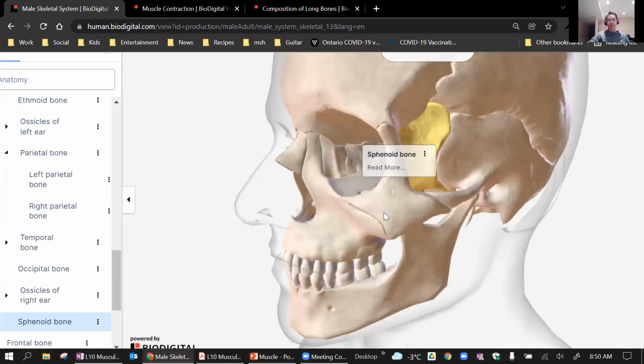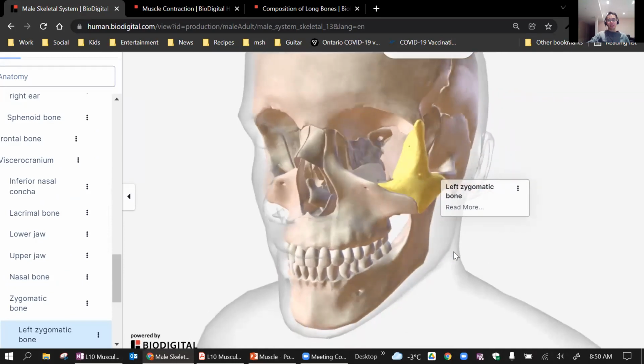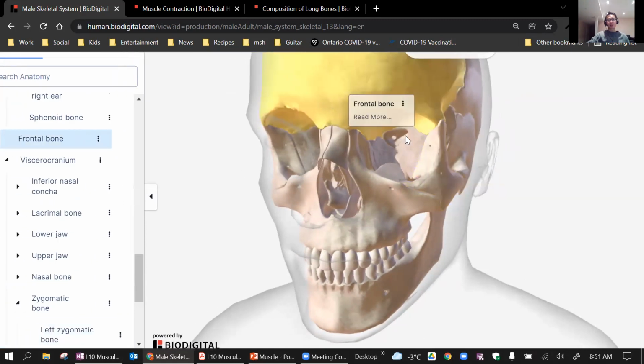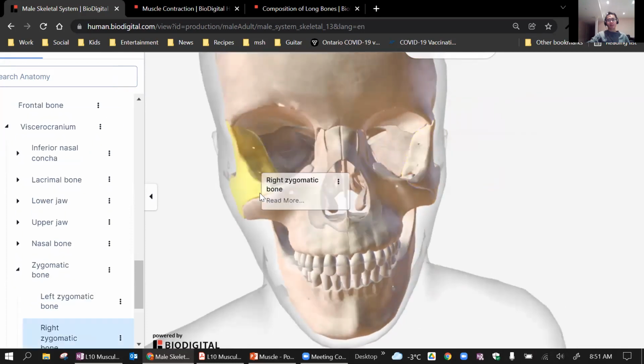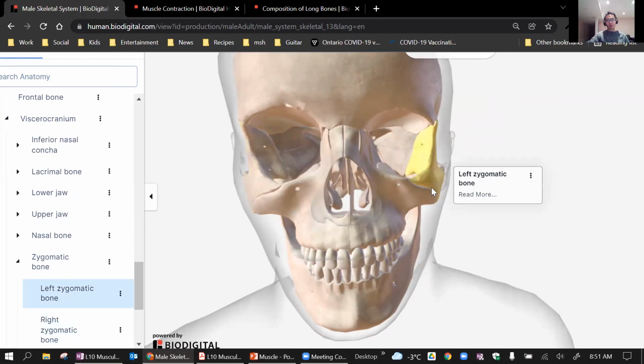Okay, next one on the side, we have the cheekbone, which is called a zygomatic. Zygomatic forms the lateral side of your eye socket. Okay, so one frontal, one sphenoid, but then we have two zygomatic, one on the left, one on the right. You have two cheeks. Okay, the prominence of the cheek, like right here that you can feel, that is your zygomatic bone.